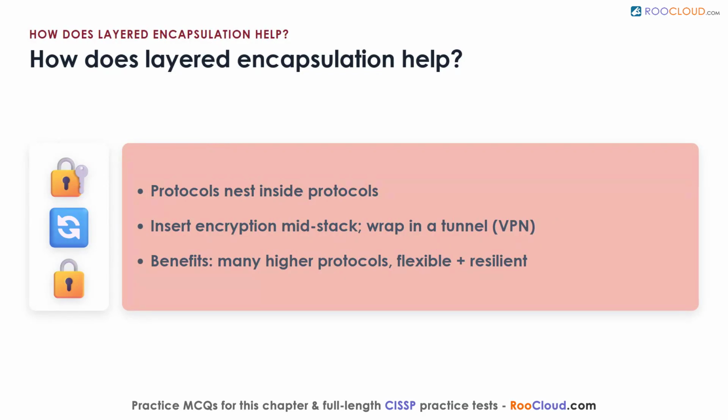So how does layered encapsulation help? By letting protocols nest inside protocols. A single message can be wrapped again and again, with web content inside the reliable transport protocol, inside the internet protocol, inside the local frame. You can add still more layers, such as slipping encryption in the middle to create secure traffic, or wrapping the whole thing in a tunnel to build a virtual private network.